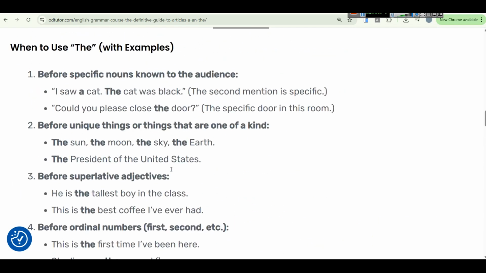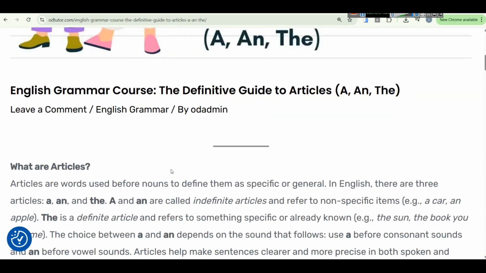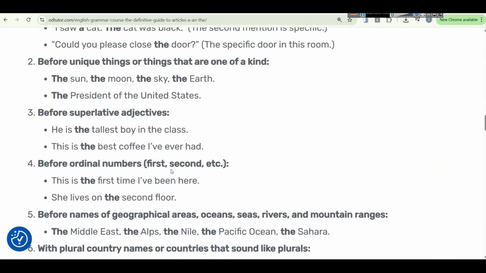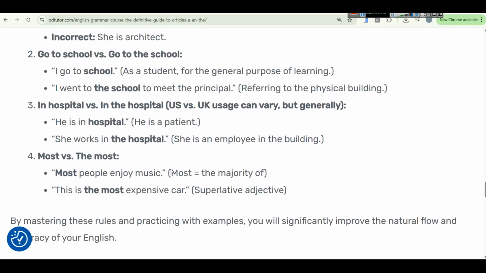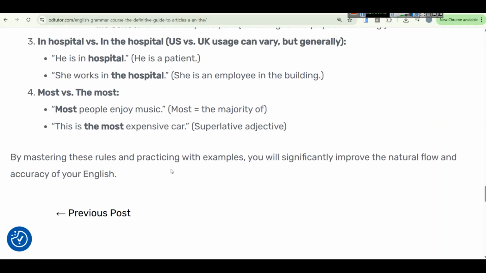This is the first part of articles. Obviously there is a lot more to discuss in articles. There is a lot more to discuss in English grammar. By mastering these rules and practicing with examples, you will significantly improve the natural flow and accuracy of your English.